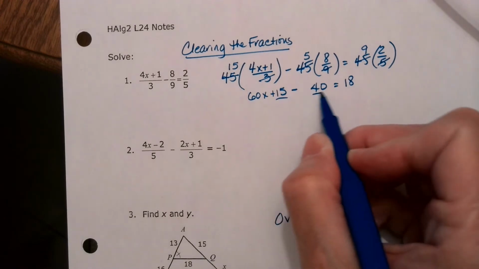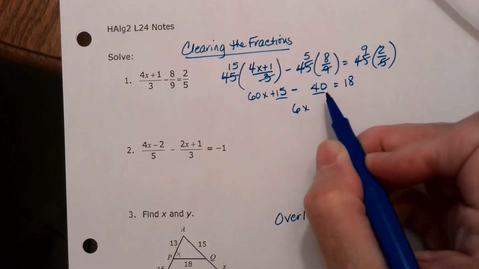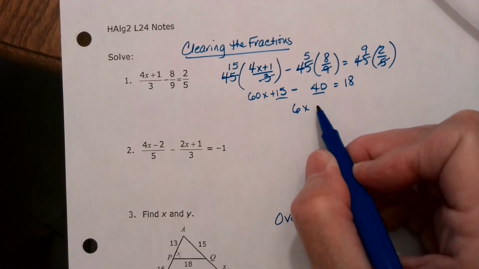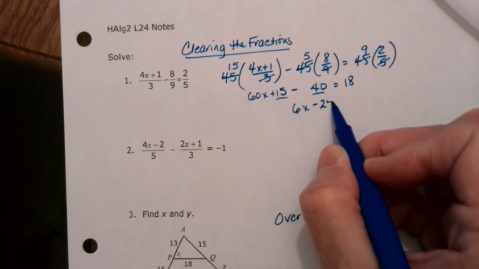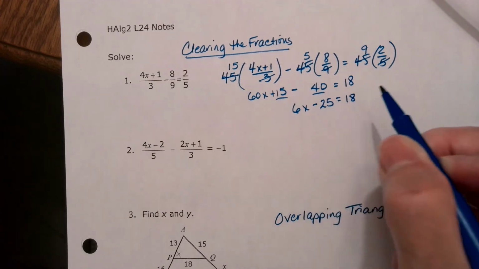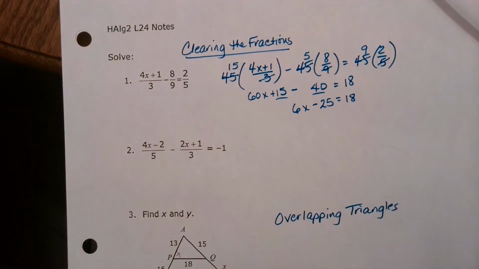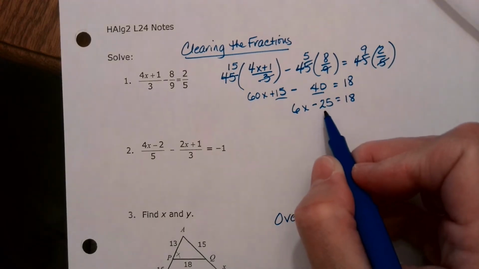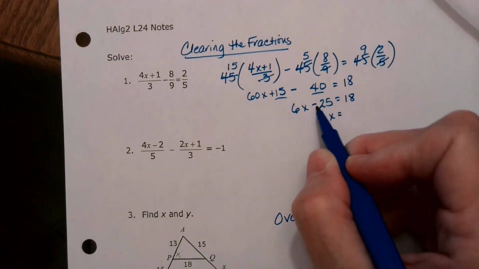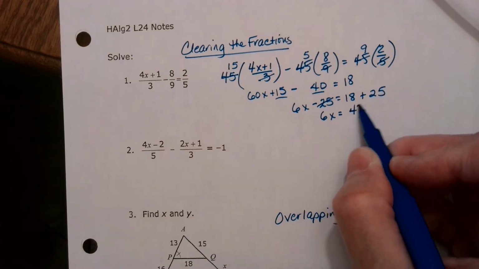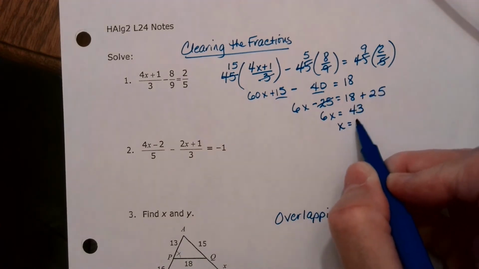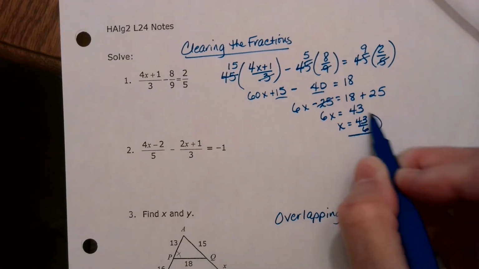Then I'm going to add up these two like terms right here. So it's a negative 40 and a positive 15. So that's going to give you a negative 25. Then we're going to add a positive 25 to both sides. And when we do that, that means over here will be positive, and so we're going to have 43 over here. And then we're going to divide by 6, and we get 43 over 6.